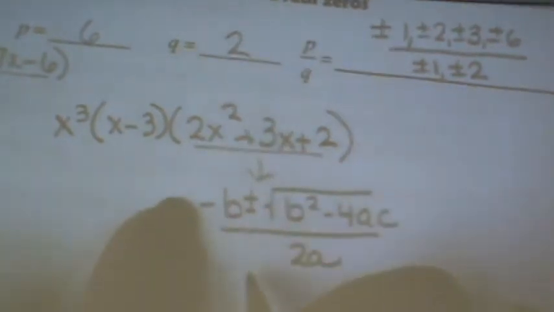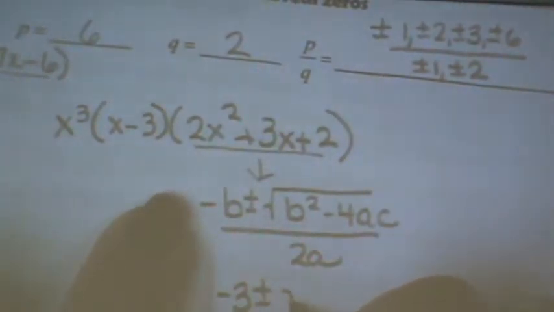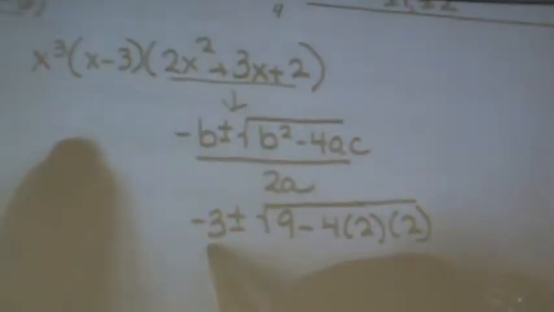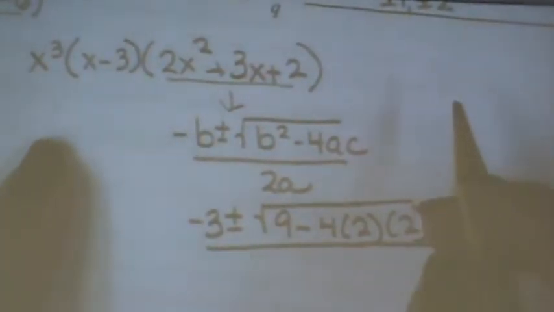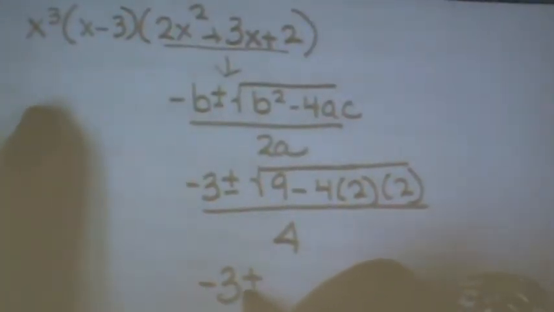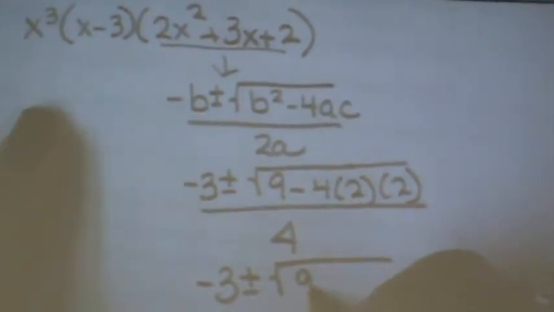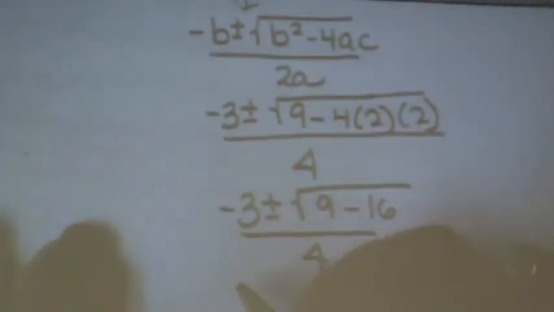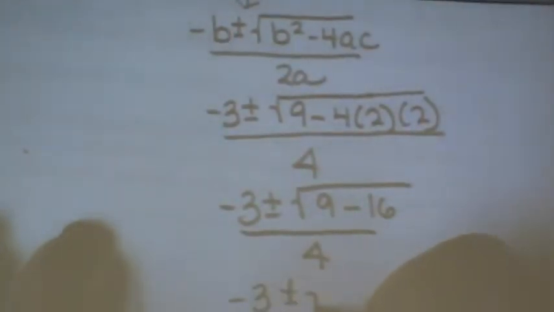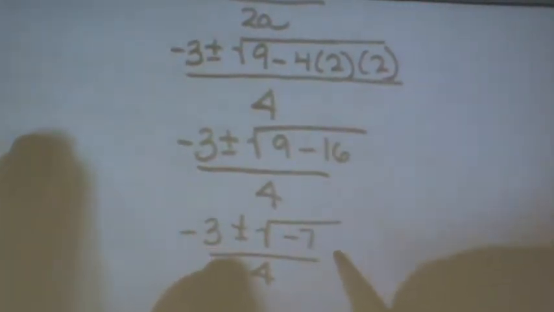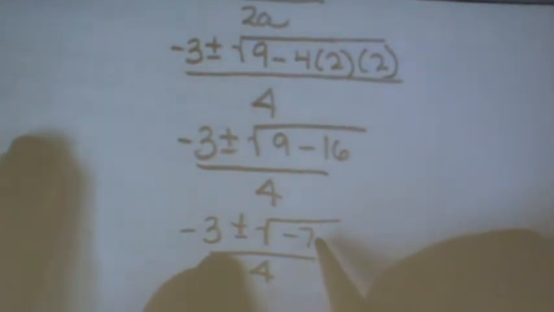We're going to do -3 plus or minus, the b value squared is 9, minus 4 times 2 times 2. So what are we looking for? We're looking for real zeros. What did you find? Did you find any real zeros here? I haven't heard No yet. Why aren't these real? Yes, you have a negative under the square root. These are not real. These are imaginary.